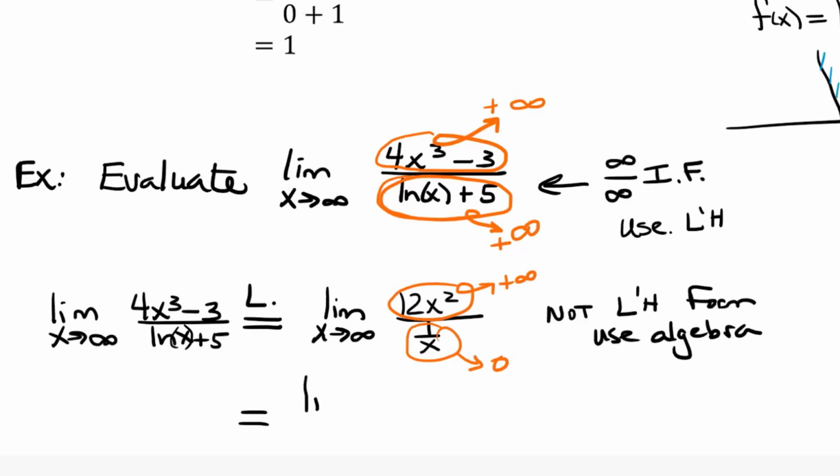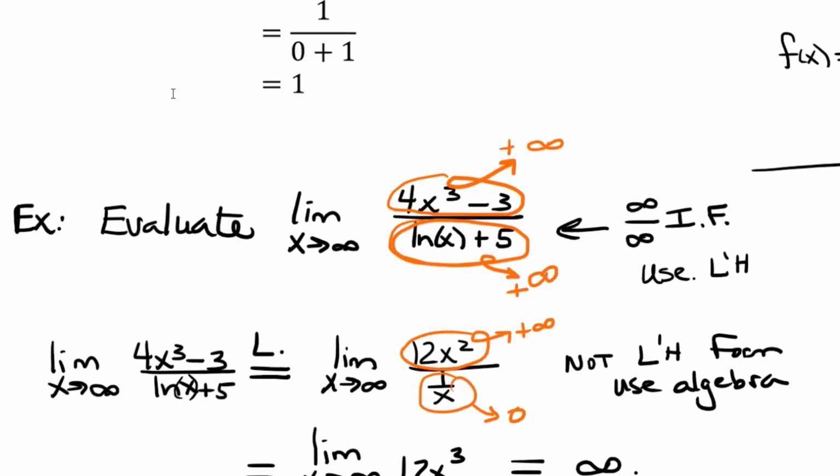So this is the limit as x approaches infinity. Notice I'm not writing an L because I'm not using L'Hopital's rule. I'm just using algebra of 12x^3. Then what happens to 12x^3 as x approaches infinity? It goes to infinity. That's right. So this limit is positive infinity.